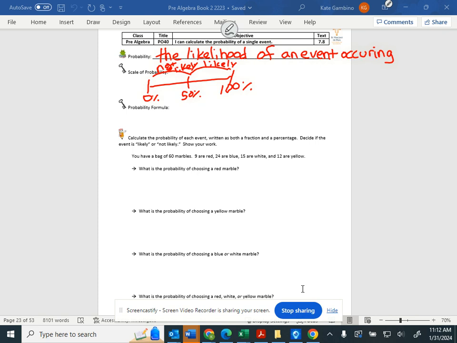Grayson? So anything over 50 is likely and under 50 is not likely. So what's 50 exactly? You got a 50-50 chance. Even odds.